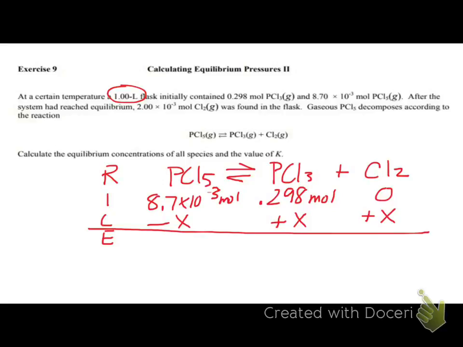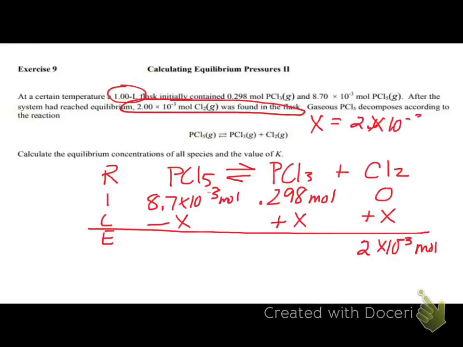And then they were nice enough to give us what x is, right here. They don't always do that. That's at equilibrium, so we know that this has got to be 2 times 10 to the negative 3 moles. So basically, at equilibrium, x is this much, because that's how much chlorine was there. Because we know it's going to change by forming x for chlorine, and they gave us what that concentration is.